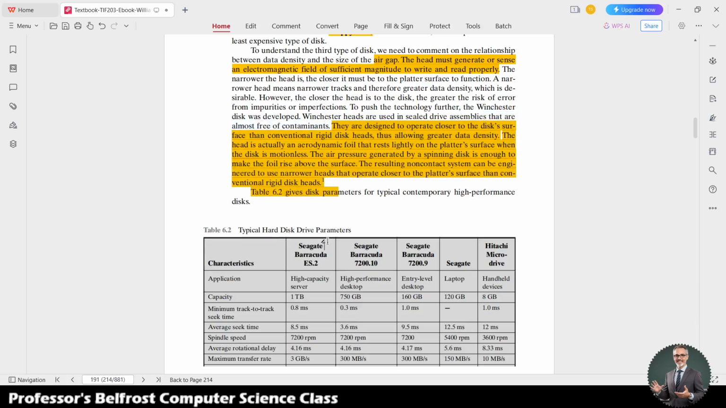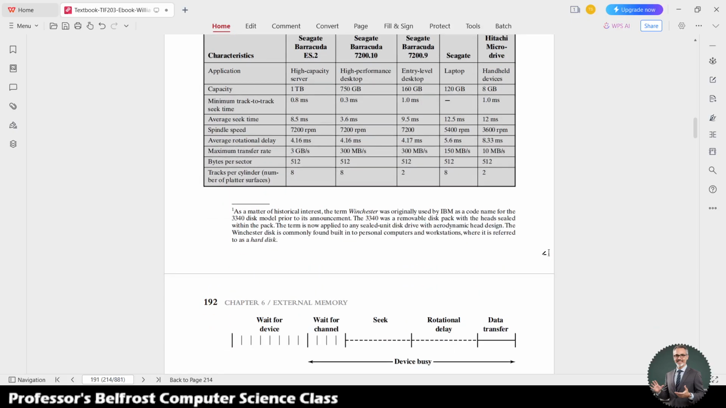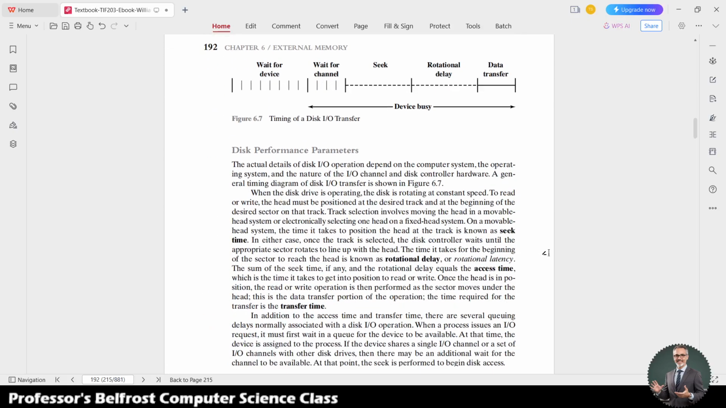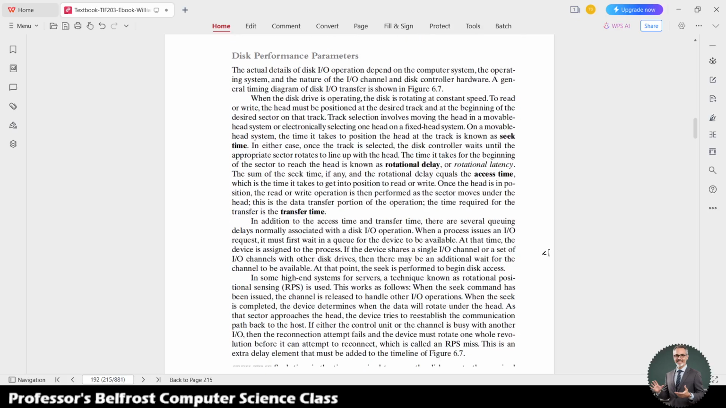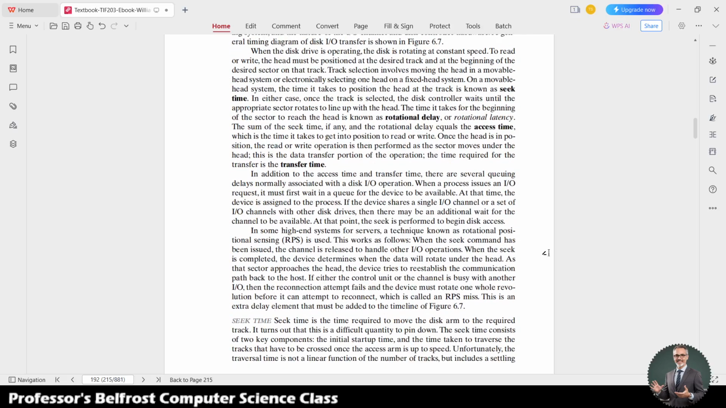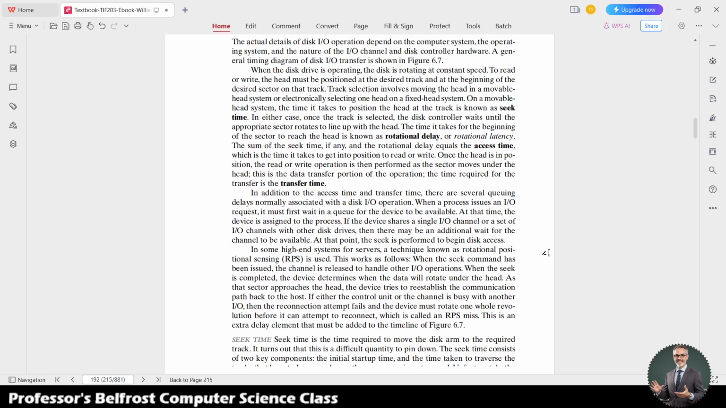Maybe I will not review a lot more, and let's see some of these performance parameters. On a movable head system, the time it takes to position the head at the track is known as seek time. And in either case, once the track is selected, the control waits until the appropriate sector rotates to line up with the head, and this is called rotational delay or rotational latency.